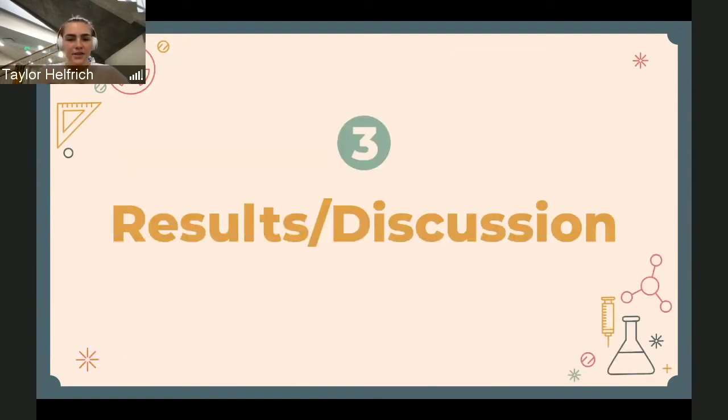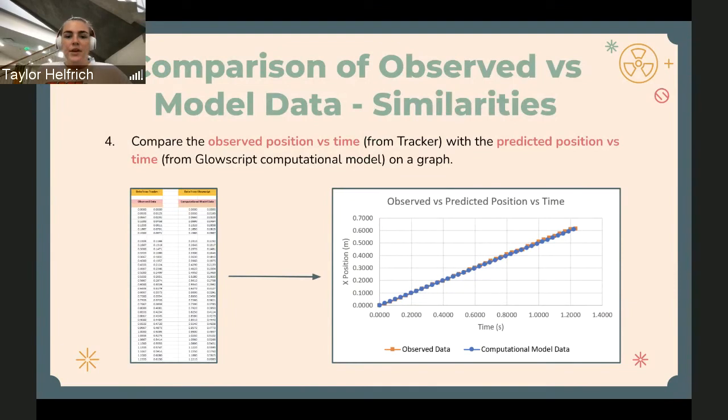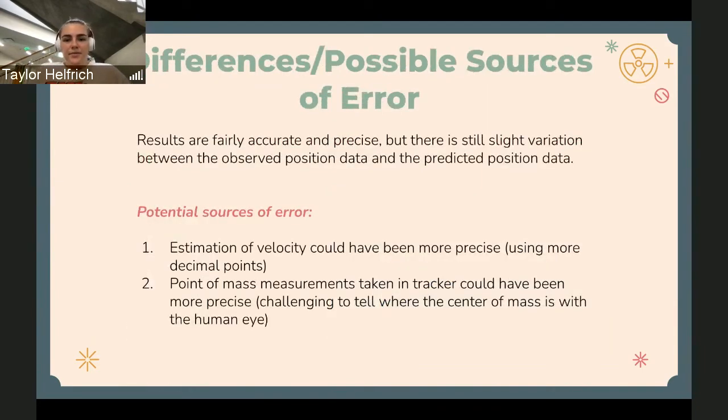So, some results and discussion. We compared the observed position versus time with the predicted position versus time on a graph, and you can see they're very similar, meaning that utilizing Newton's second law as well as the velocity and position update formulas is a highly accurate way to predict an object's position at a specific time. Some differences or possible sources of error are that the estimation of velocity could have been more precise, whether that's using more decimal points, and the point mass measurements could have been more precise because it's a little difficult to tell with the human eye.